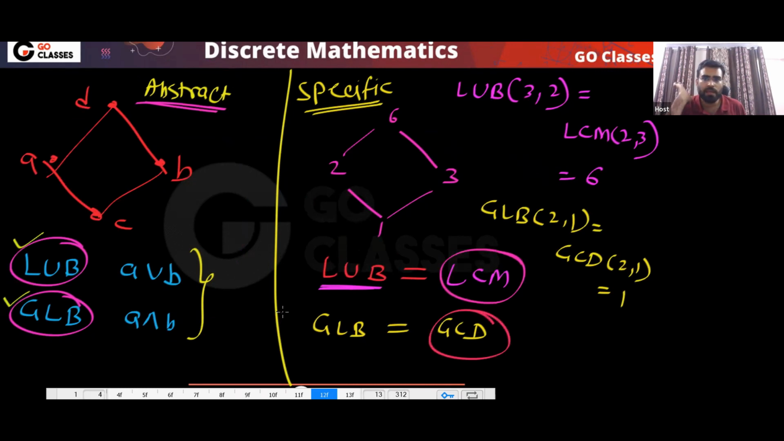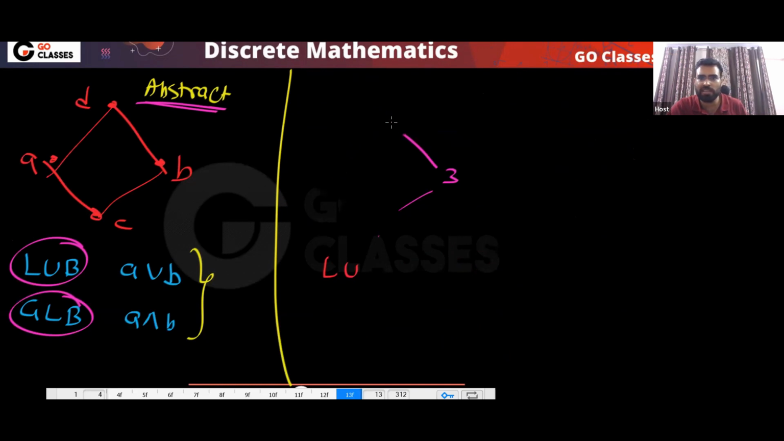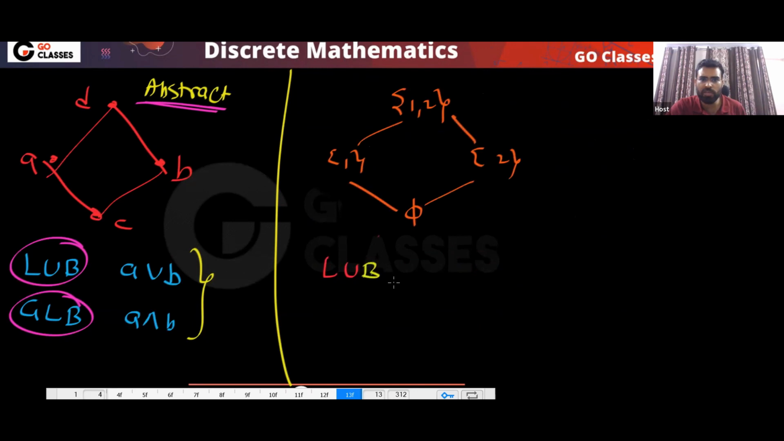Tell me one thing. This LUB has changed its name. So LUB is an abstract concept, and GLB is also an abstract concept, because they change their name according to the structure. In this structure they are LCM, GCD. In the next structure, what will they become? For example, if I give you this structure 1, 2, 1, 2, then LUB will be the union, and GLB will be the intersection.